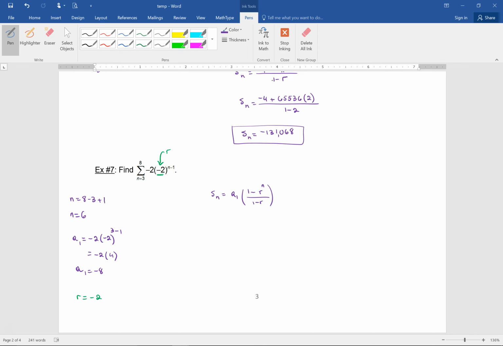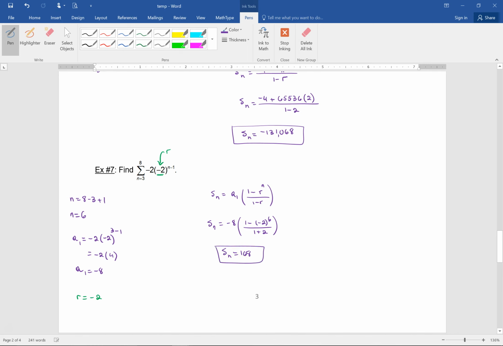There's the big N and the small N. This N and this N are the number of terms. So how many terms are there in this sequence? When you write them all out, there are going to be 6 terms. All right, so Sn is negative 8 times (1 minus negative 2 to the 6) over (1 plus 2), which is 168.